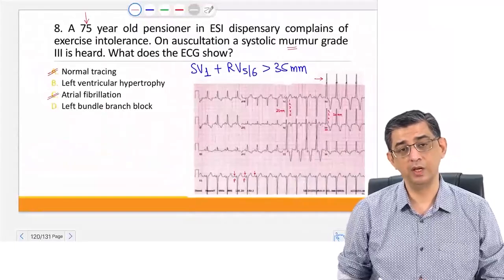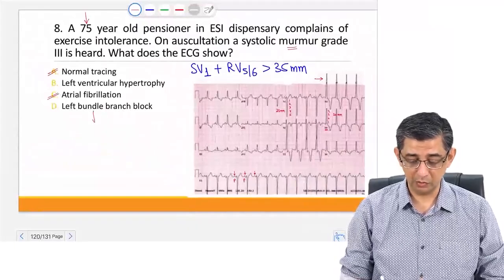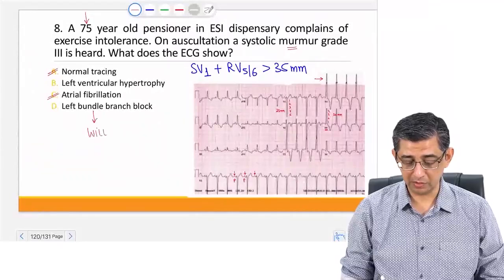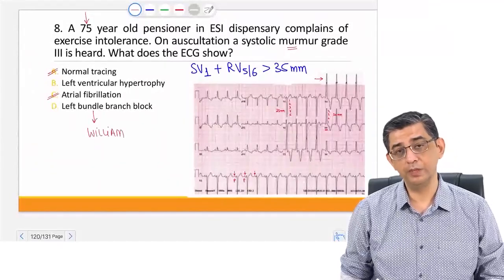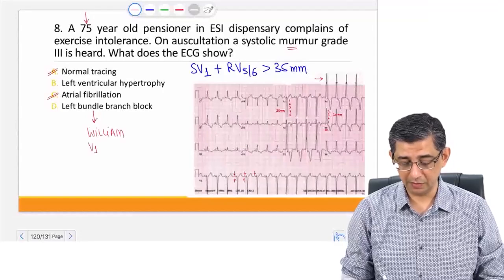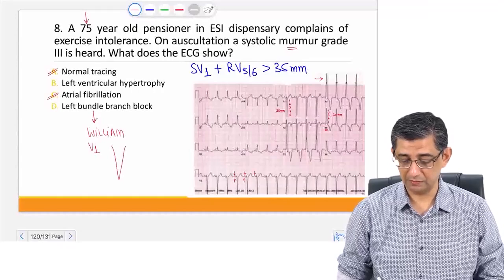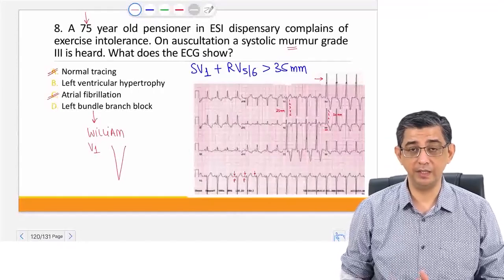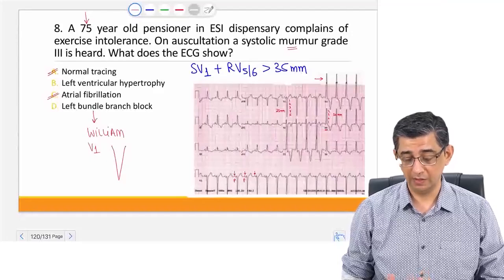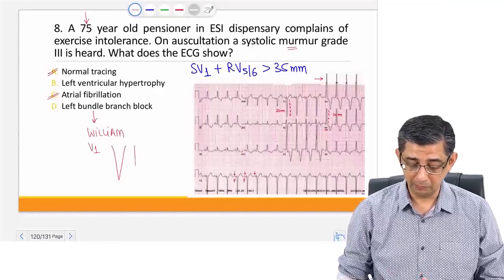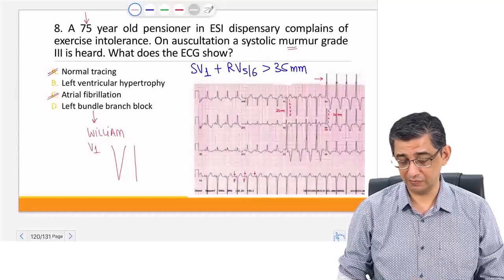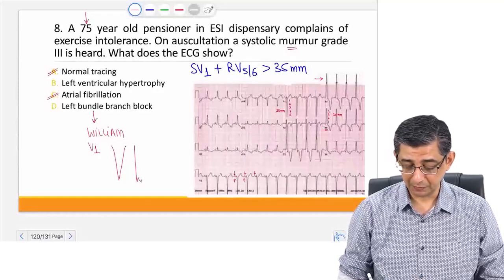Left bundle branch block. Well, the important feature that we use for diagnosis of left bundle branch block is called WiLLiaM. What you mean by this is that in lead V1, you will have a deep and broad S wave. In this case, there is definitely a deep S wave, but not a broad S wave. And most of the time in this broad, deep S wave, there might be this W pattern.